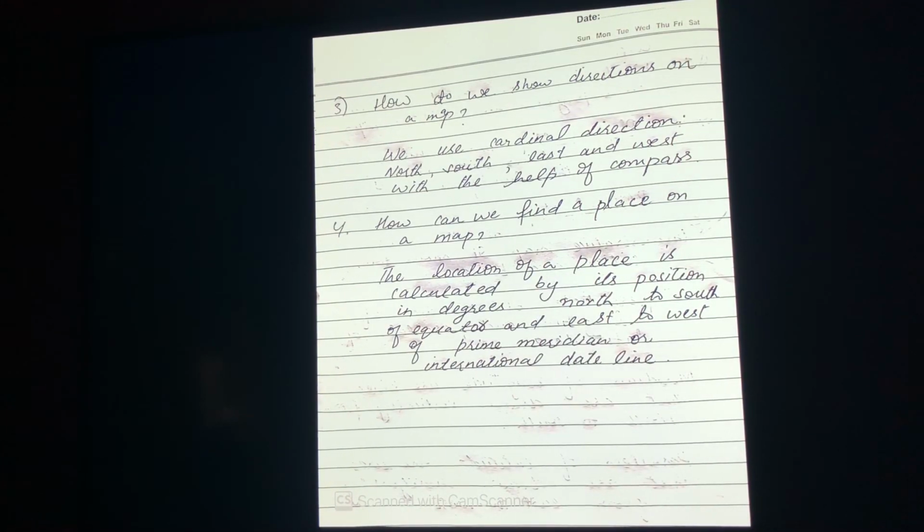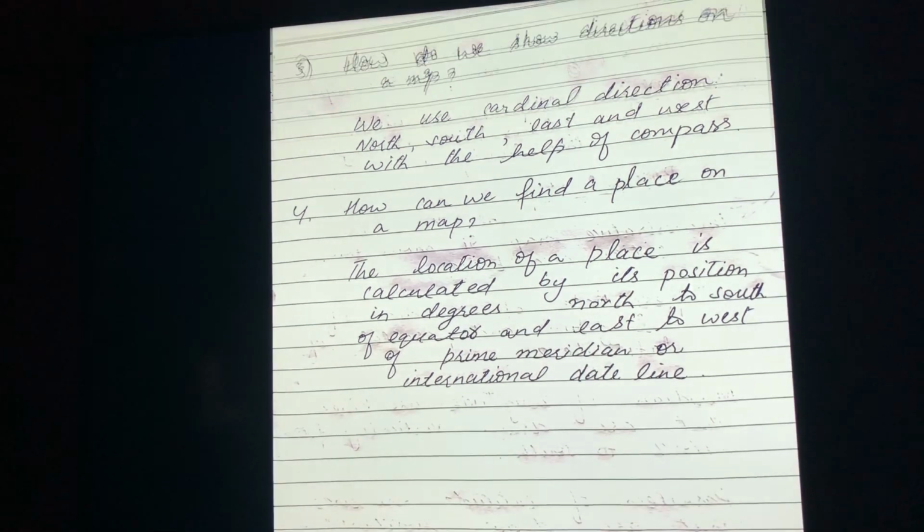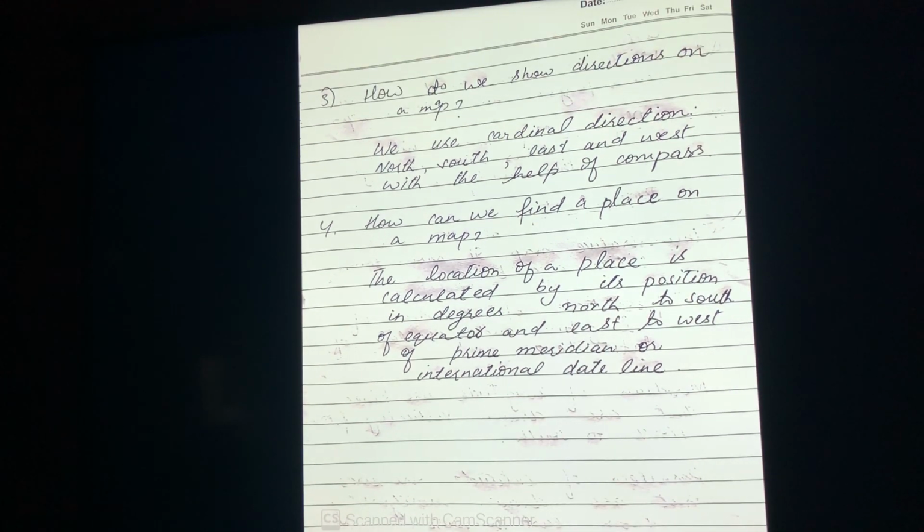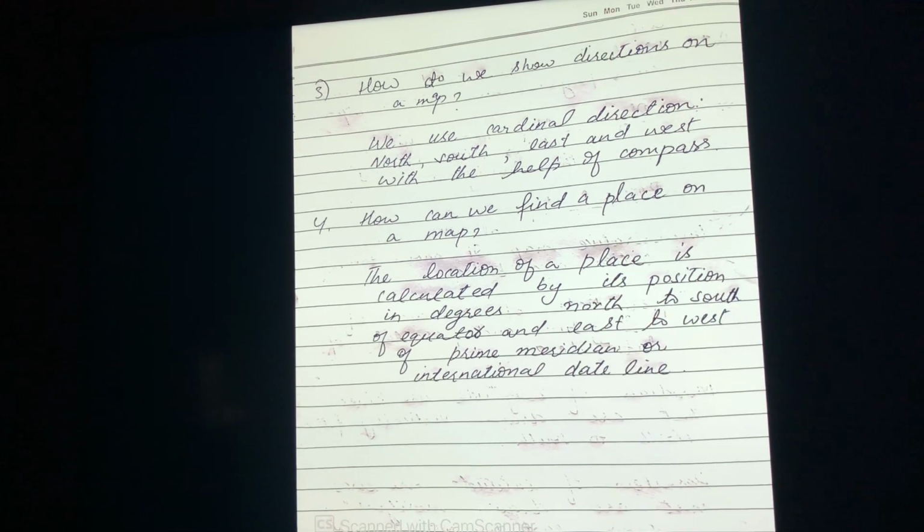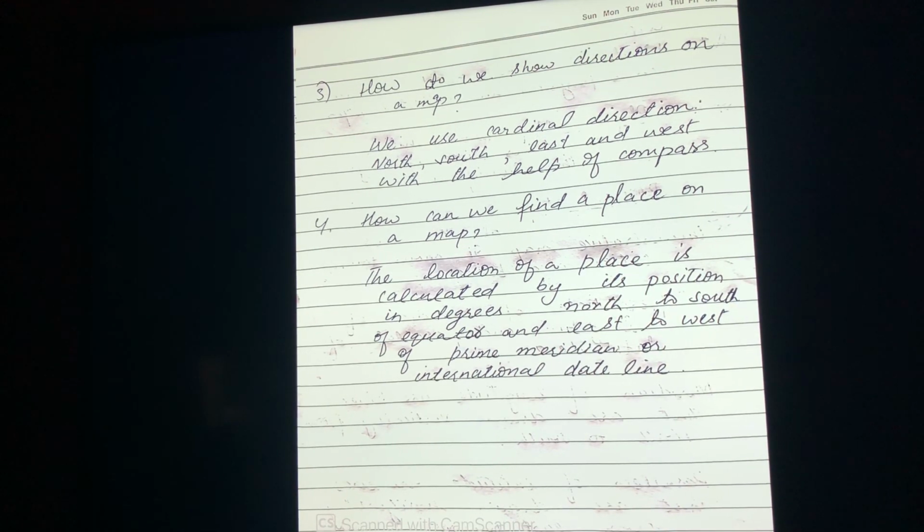How do we show directions on a map? We use cardinal directions like north, south, east, west with the help of a compass. How can we find a place on a map? The location of a place is calculated by its position in degrees north or south of the equator and east or west of the prime meridian or international date line.